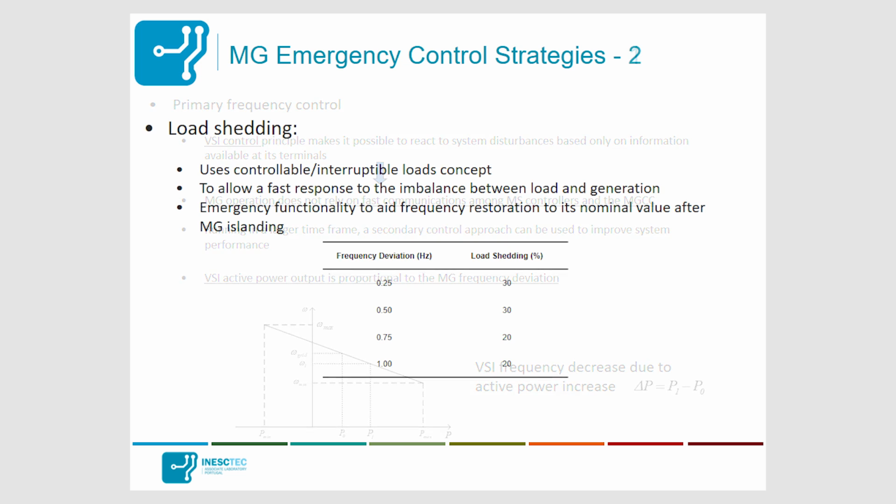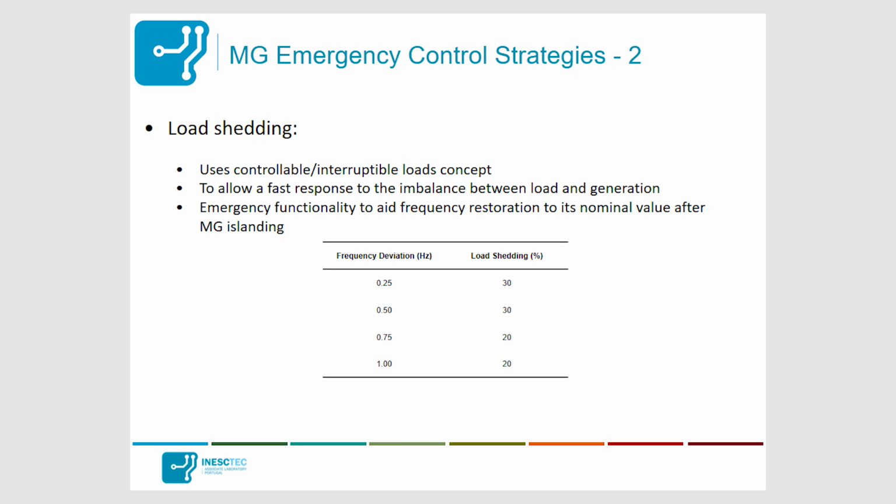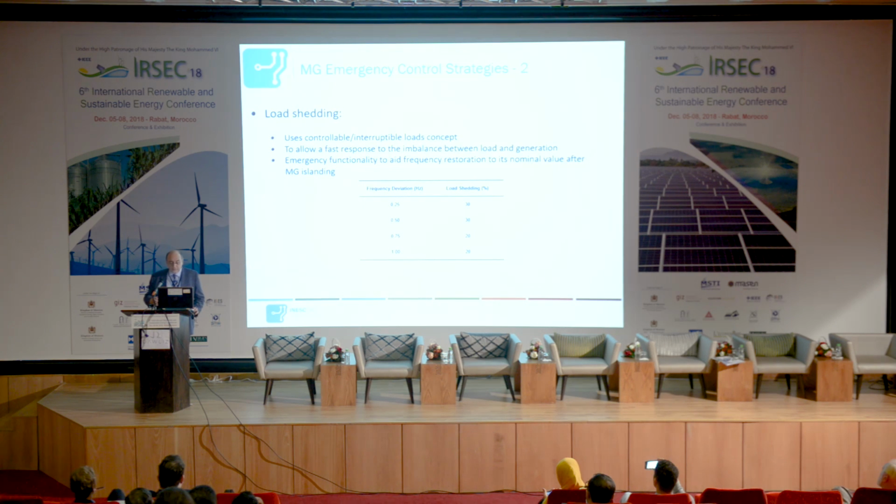And in extreme situations, it is also possible to adopt load shedding strategies that use controllable and interruptible loads. In this way, they are used to bring a fast response in order to solve imbalance situations on the grid. Obviously, they are used for real emergency situations, and to aid frequency restoration following some islanding situations.